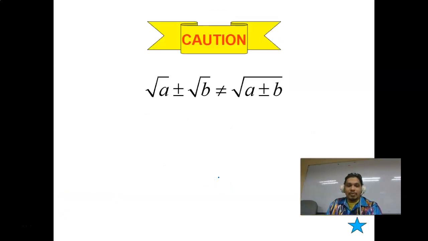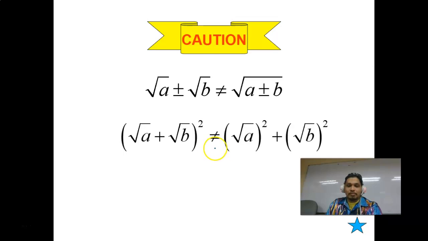And also for this one here, the square of the bracket, square root of a plus square root of b, we cannot simply put a square for each of these. We are going to expand it, meaning that the term in the bracket will appear twice.